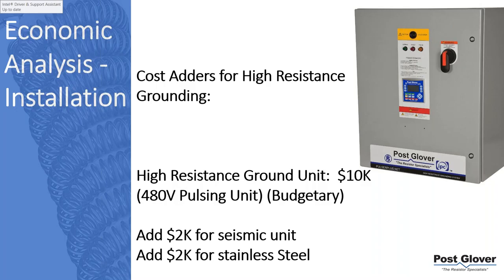Now, some other people might say, well, I paid $15,000. I paid $30,000 for a high resistance ground system. That is very possible. Usually that's a switchgear, HRG and a switchgear. So, I mean, I'm sorry if that's the case, but yes, usually you can get a standalone high resistance ground system for roughly a budgetary price about $10,000. If you need seismic, or if you need stainless steels or popular adders, just to kind of give you guys an idea of what the cost would be just on a budgetary basis.